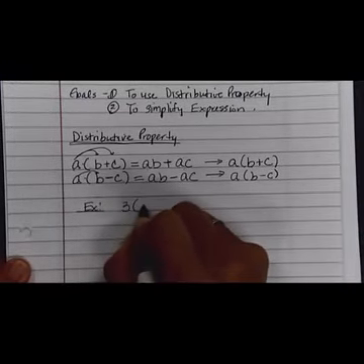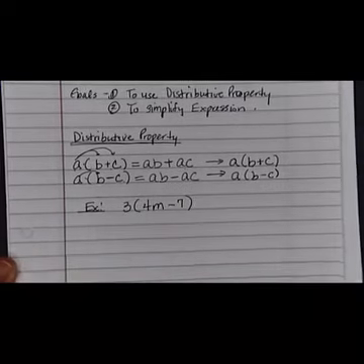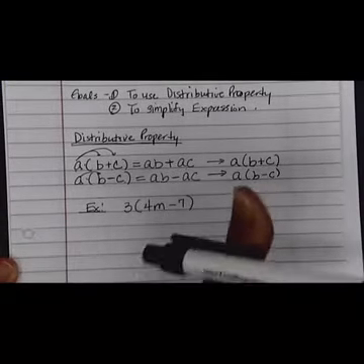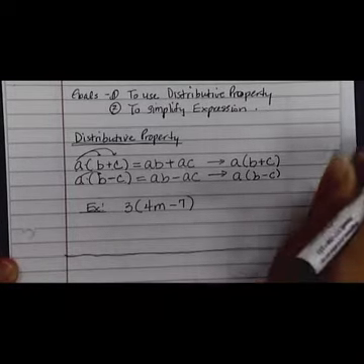I've got 3 times the quantity 4m minus 7. All right, I'm going to talk about this in a little bit. You know what? Let's save this. We'll come back to this. I've got to talk about this first.